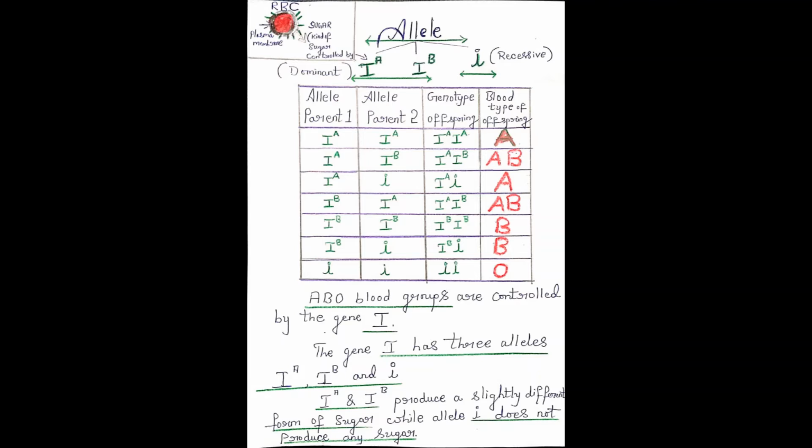And observe the last but one column. The allele is IB and small i. B is dominant over i, therefore the blood group is B. Last column, there are no dominant alleles, only recessive, therefore the blood group is O. In this way, ABO blood group is controlled by the allele I.